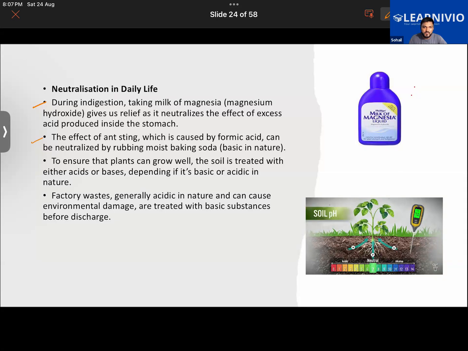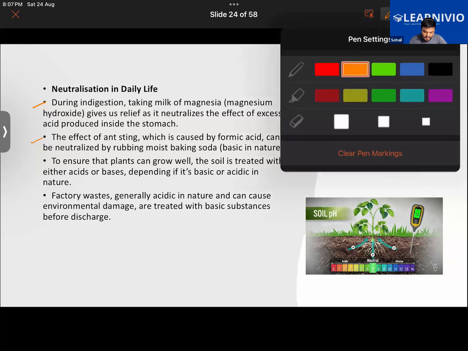To ensure the plants can grow well, the soil is treated with either acids or bases, depending on whether it is basic or acidic in nature. Factory waste, which is generally acidic in nature and can cause environmental damage, is treated with basic substances before discharge.